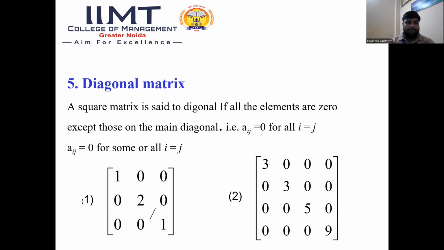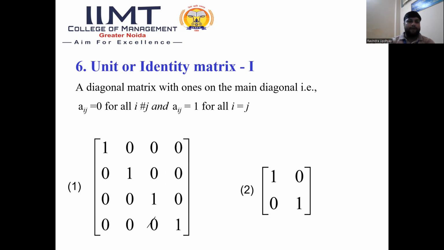For example, example one has principal diagonal 1, 2, 1 and rest elements are zero. Example two, in the main diagonal the elements are 3, 3, 5, 9 and all rest elements are zero. So this is called diagonal matrix. It is strictly required for a diagonal matrix that it should be a square matrix.